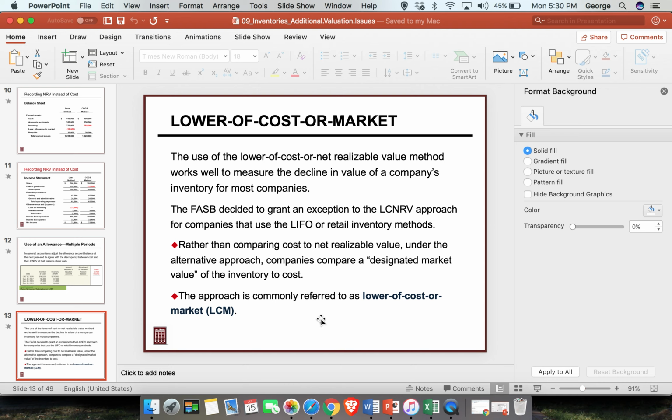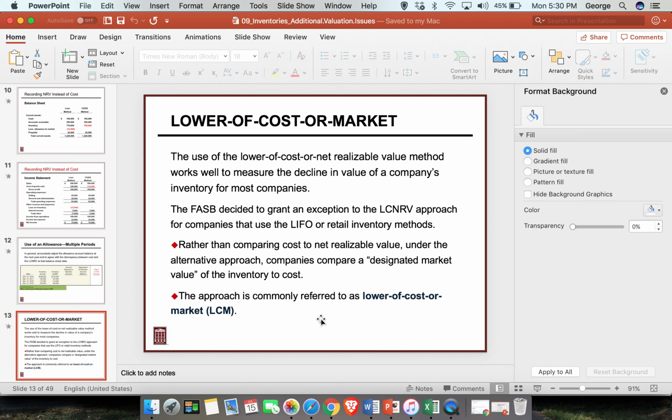Okay, so the use of this approach works well to measure our declines of the value of our inventory. FASB decided to grant an exception to this approach for companies that use the LIFO or retail inventory methods. Under this approach, companies can compare a designated market value of the inventory to cost, and that's commonly called the lower of cost or market method. So this is only available if you're using LIFO or retail inventory method.